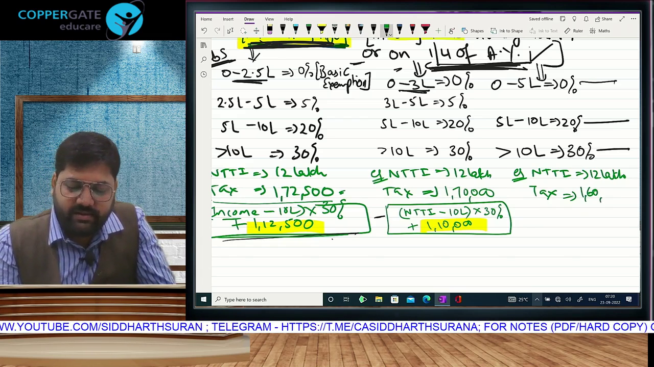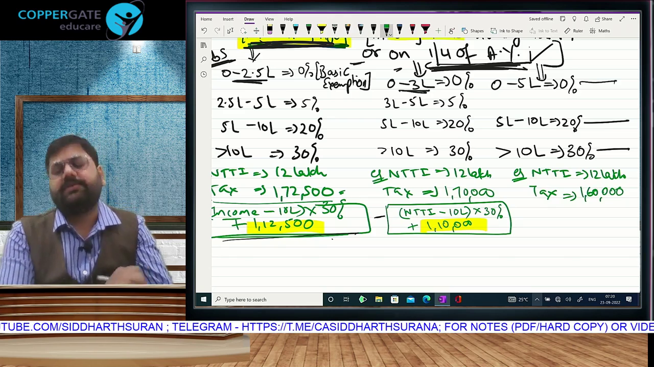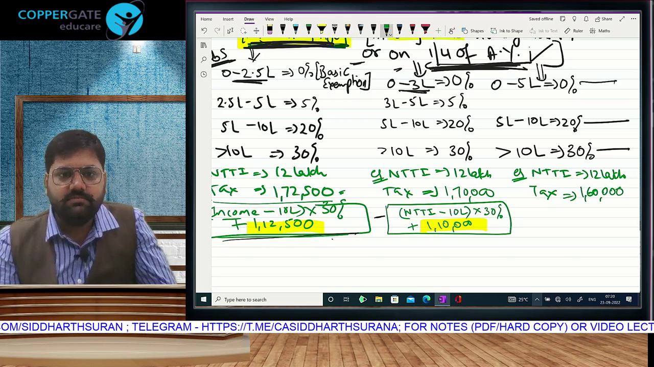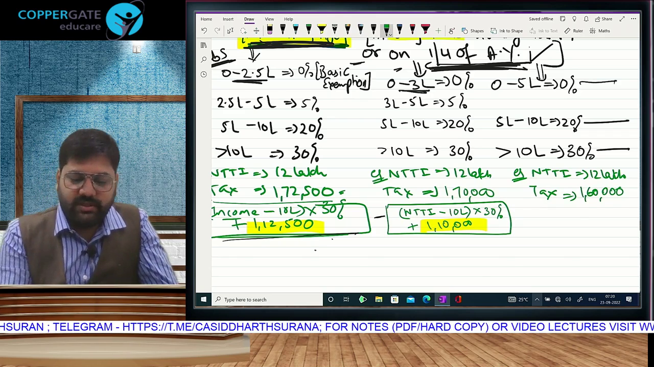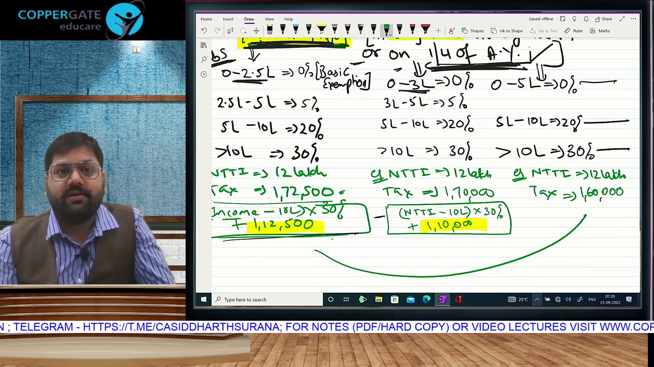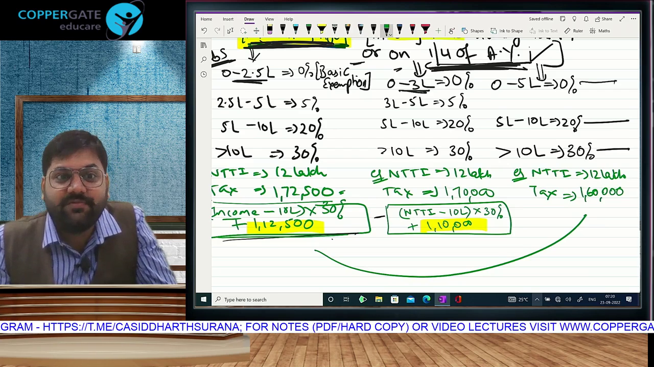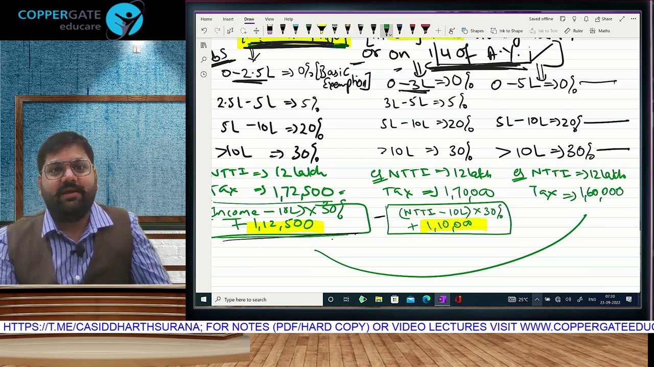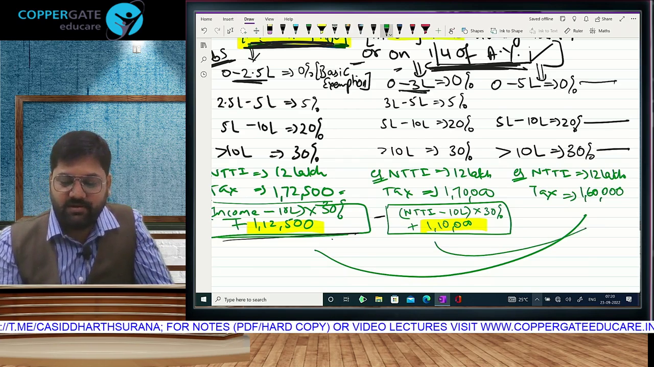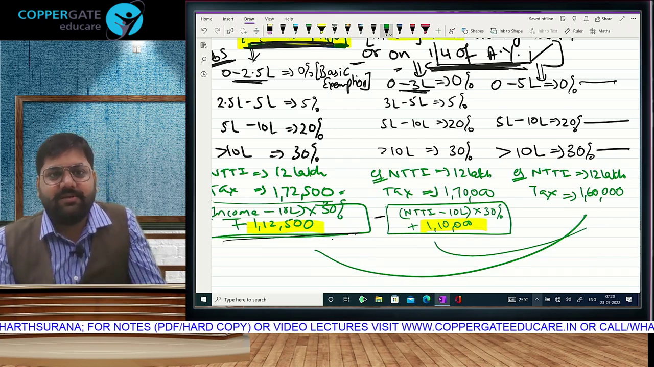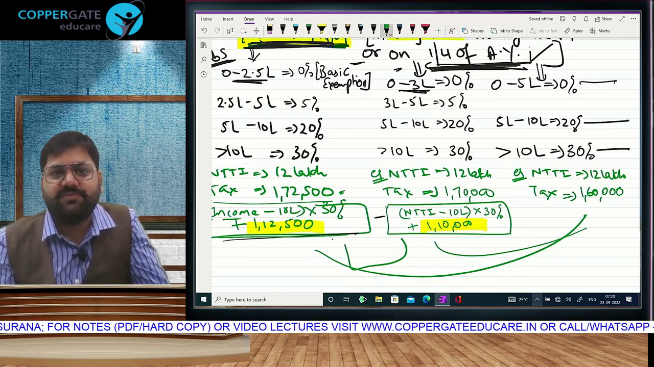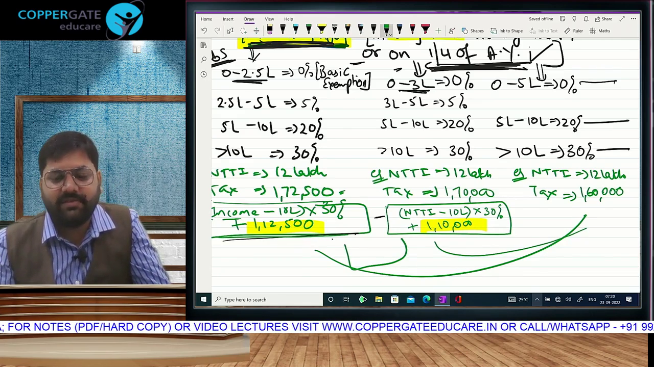Some have already done it in the chat box. Thank you very much for your participation. 1,60,000. So the difference from here is 12,500. You know where is that 12,500? In the 5% bracket. The difference from here is 10,000. You know where is that 10,000? In the 5% bracket. And that difference of 2,500 we have already seen in the 5% bracket.